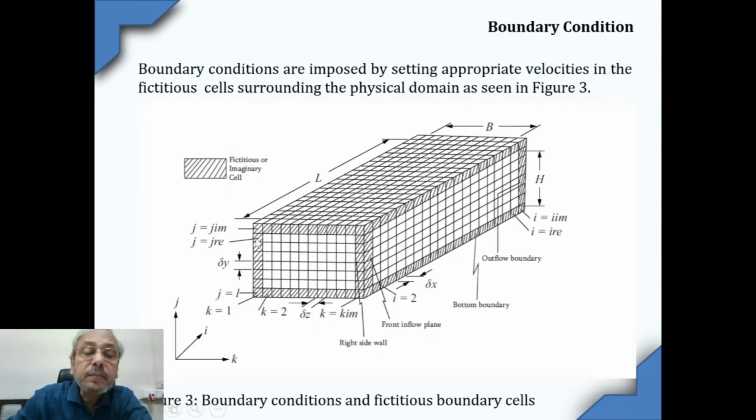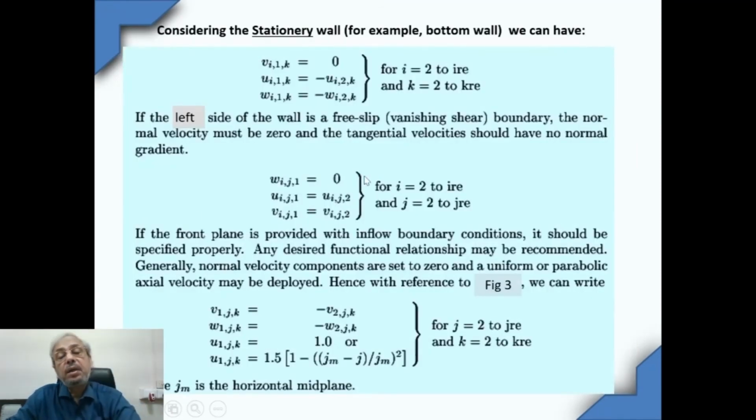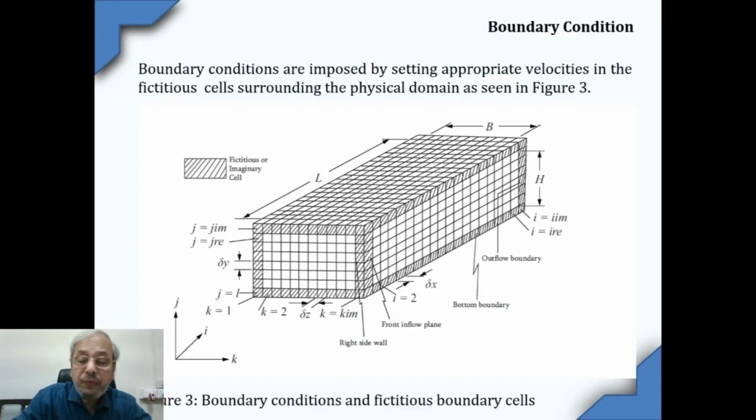K equal to 1. These boundary conditions, the first set of boundary conditions, were for a rigid no-slip wall. The second set of boundary conditions are for a free slip wall, or vanishing shear boundary condition. Now on the front plane, for example, there is no fixed prescription for that. On the front plane, we can define the velocities the way we like.